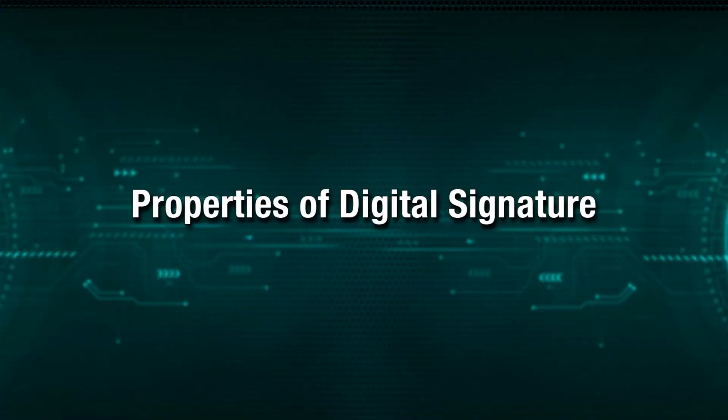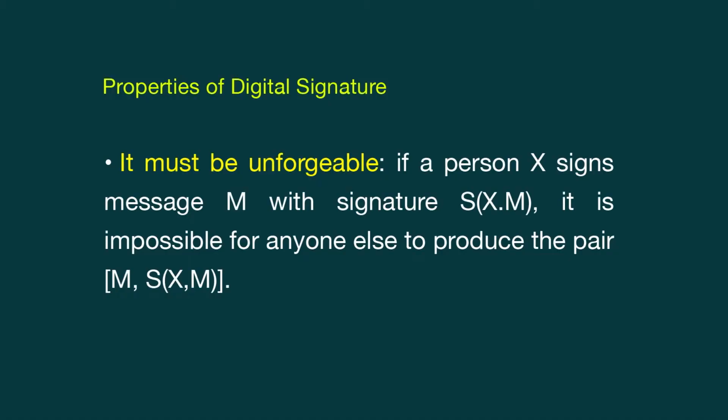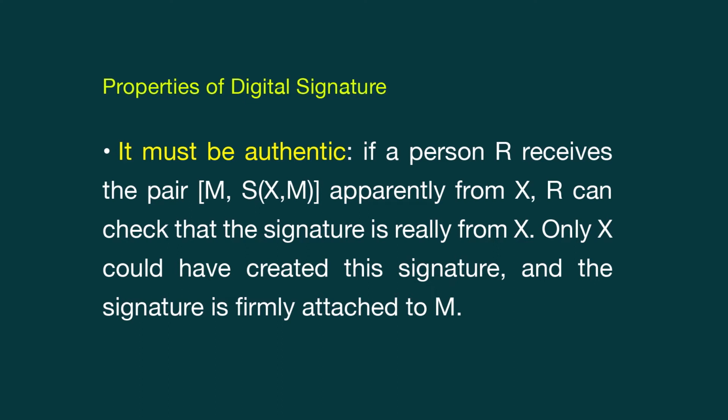Properties of digital signature. A digital signature should meet two key properties. It must be unforgeable. If a person X signs message M with signature S of X, M, it is impossible for anyone else to produce the pair M, S of X, M. And it must be authentic. If a person R receives the pair M, S of X, M apparently from X, R can check that the signature is really from X. Only X could have created this signature and the signature is firmly attached to M.